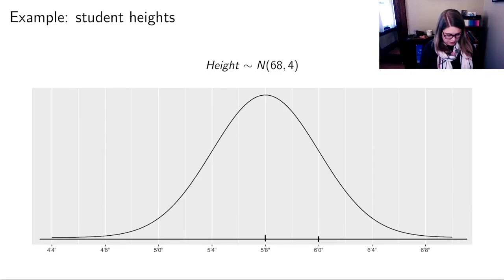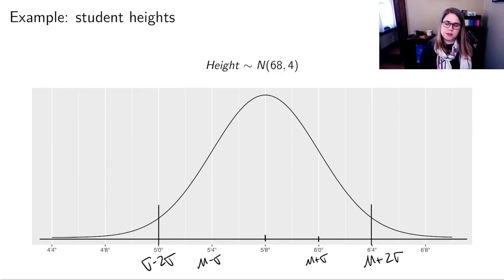So this is mu plus sigma. And then 5'8" minus 4 inches, that would be mu minus sigma. I think that would be 5'4". And if I went down another standard deviation, subtracting another 4 inches, this would be mu minus 2 sigma. This would be mu plus 2 sigma. So from here to here, that's about 2 standard deviations. And based on the 95% rule, I'd know that about 95% of people's heights are probably between 5'0" and 6'4".